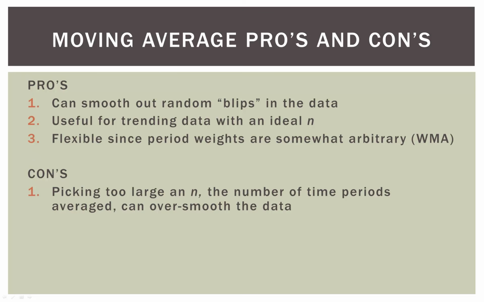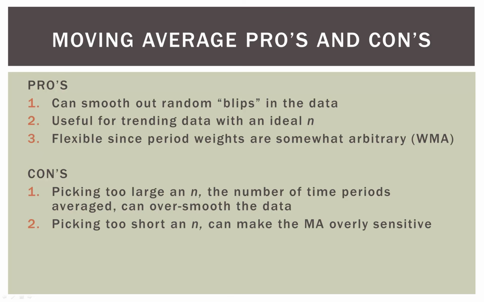Now, if we pick too small an N, we come close to the naive approach, and then our data won't be smoothed out in a way that allows us to work with it effectively. So again, picking too short of an N can make the moving average overly sensitive. If you remember, on our Apple graph, the 14-day moving average was very sensitive to recent stock prices. It was much more jagged. It followed the stock price closer, but it was not as smooth. So it was very sensitive to recent price swings.